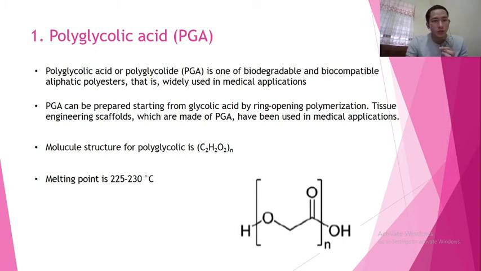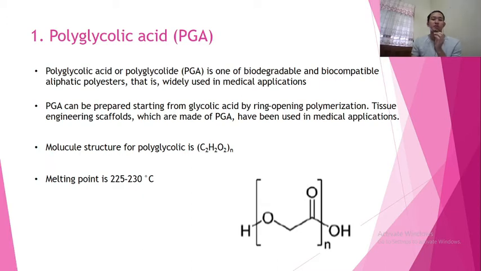The first polymer is polyglycolic acid. Of course, polyglycolic acid is one of the biodegradable and biocompatible aliphatic polyesters, so it is very suitable in tissue engineering. Polyglycolic acid we can also call PGA. PGA can be prepared starting from glycolic acid by ring opening polymerization, and tissue engineering scaffolds can be made of PGA.